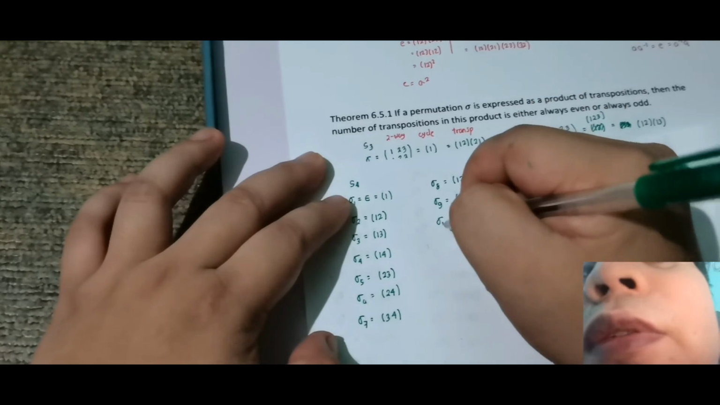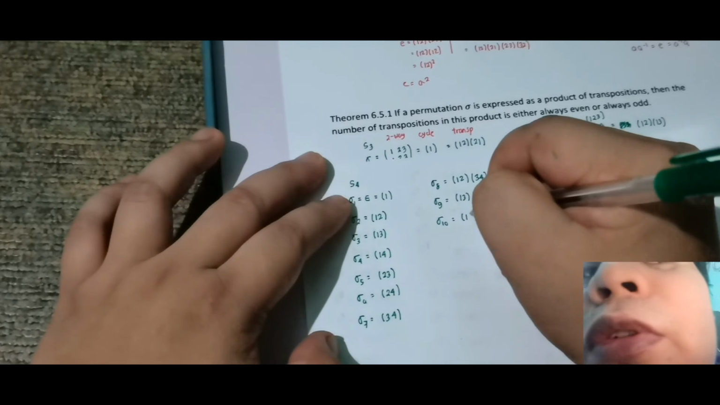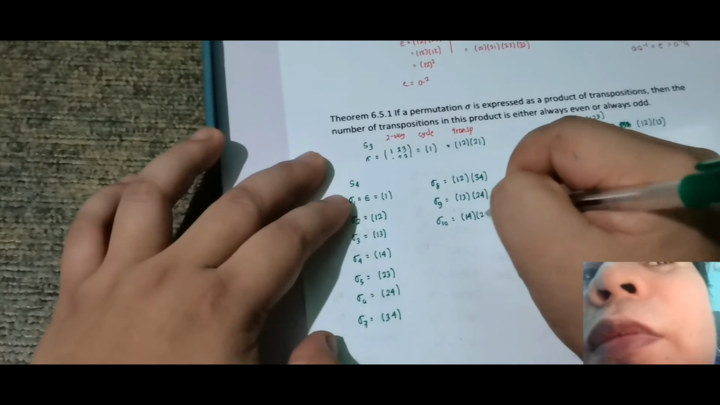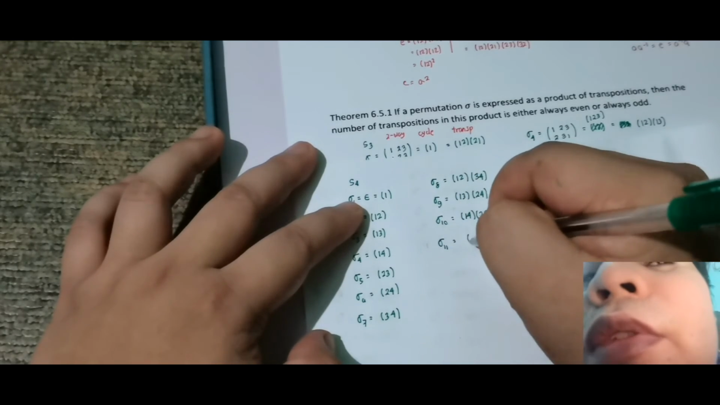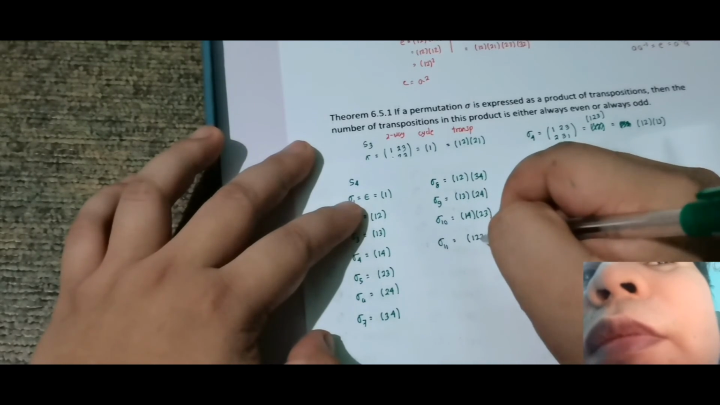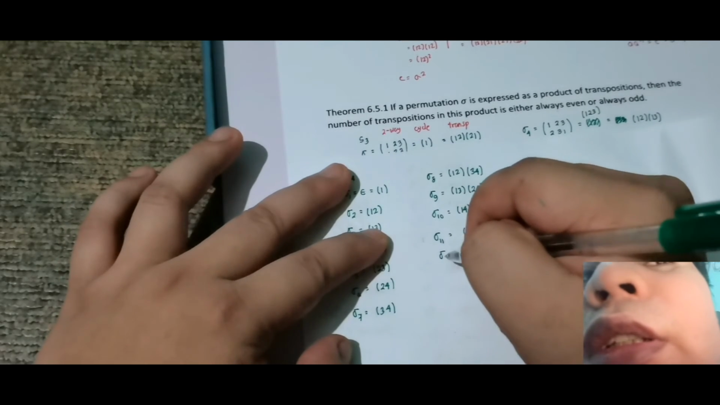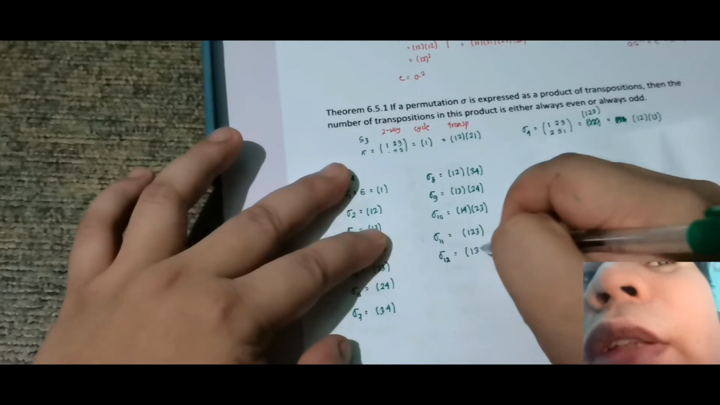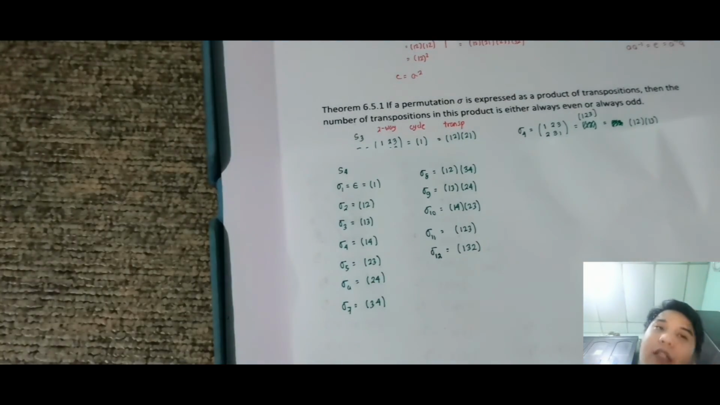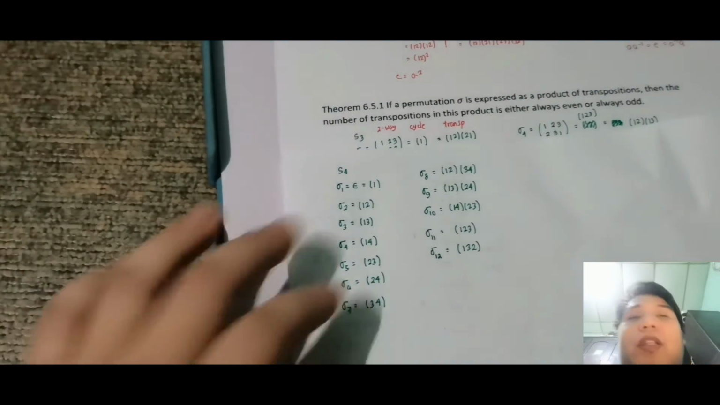Then sigma 10. This is 1, 4, 2, 3. Okay, so next is sigma 11. Sa tatlo na to, unahin ko na si 1, 2, 3. Tapos pagbalik ko rin yung 2, 3. Sa sigma 12, this is 1, 3, 2. Next is 1, 3, 4 naman, saka 1, 4, 3.